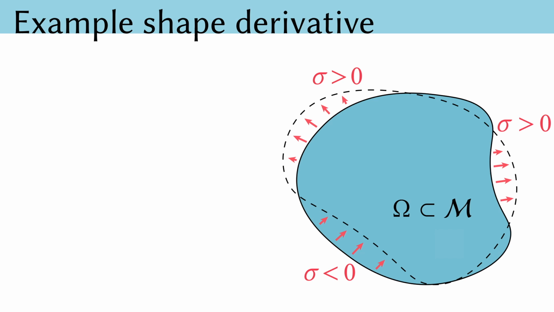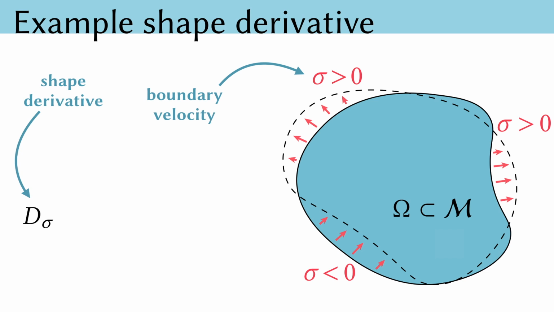Suppose we have a shape omega, as on the right, which we consider deforming with a perturbation sigma. Sigma is a scalar function along the boundary of the shape, where positive values indicate outward motion and negative values indicate inward motion. Now, for any quantity of interest, we can consider the shape derivative of that quantity with respect to the perturbation sigma.